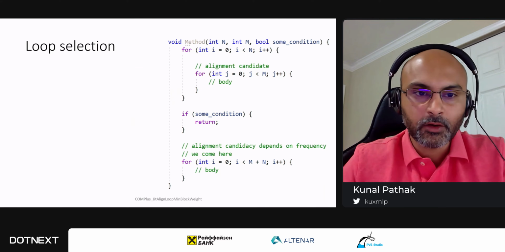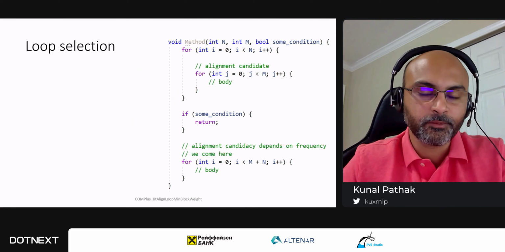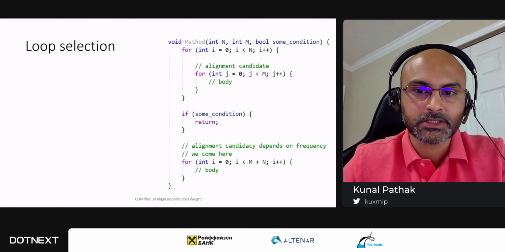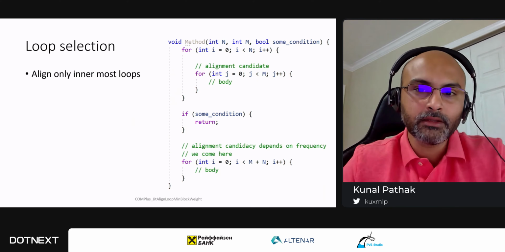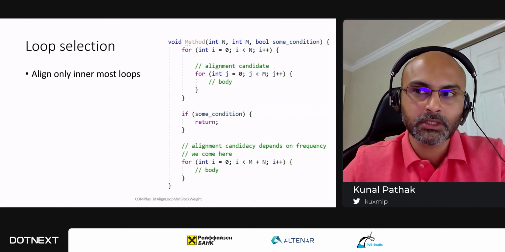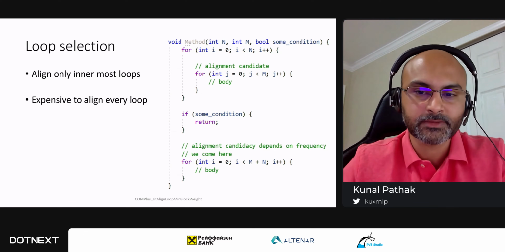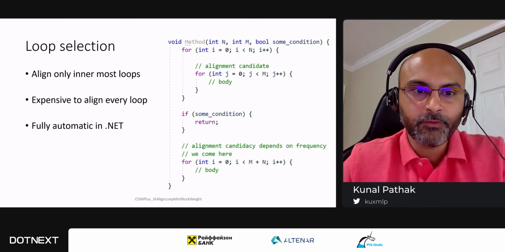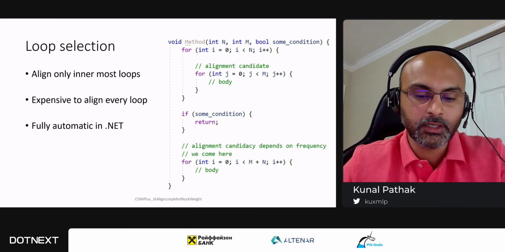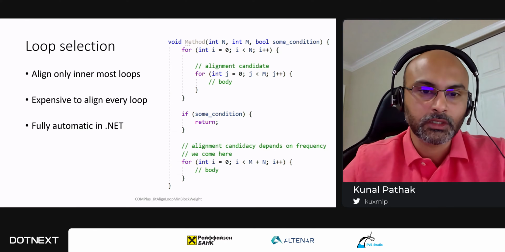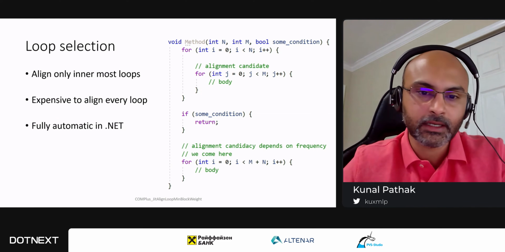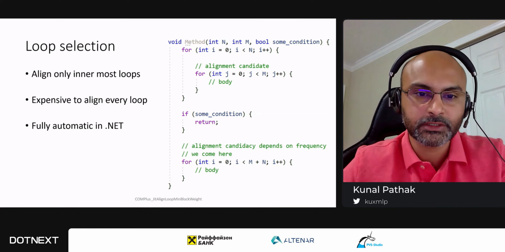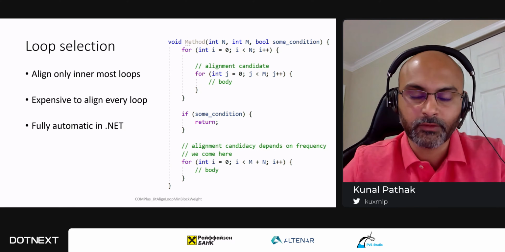Now, how do we make sure that we are aligning the particular loops that might impact performance stability? We try to only align the innermost loop. And why? Because it is costly to align all the loops in the method, because there is a cost associated with the alignment. We are adding these extra bytes of padding, and that increases the memory. So it is expensive to align every loop. We try to do this fully automatically, so the developer doesn't have to specify what loop to align or what loop they think is hot. We do that analysis, and we come to the conclusion that there are certain loops that are hot, and we'll only align those loops.